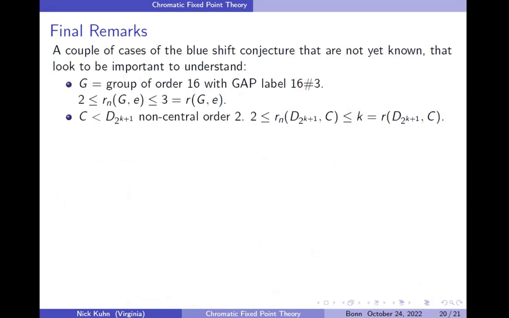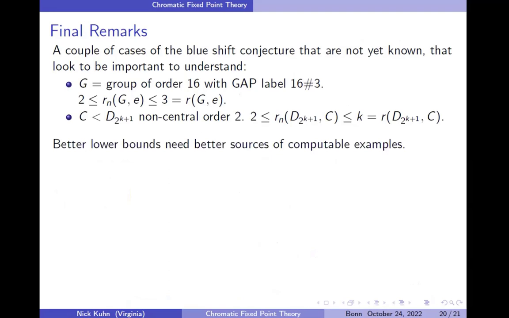So here are a couple of final remarks. If you want to work on something, here are some examples you might want to work on. There's a group of order 16, and we don't know whether its blue shift number is 2 or 3, and that's shifting down to the trivial group. So, we just have to come up with a nice example out there. These dihedral groups, the difference between what's known, the lower bound and upper bound, gets arbitrarily large. So I have no idea what to do there. So you need better sources of examples. We just use this one really obvious thing, the projective spaces of linear representations, but maybe there's some other good examples out there.